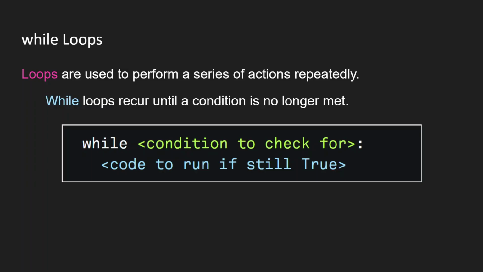Now we'll begin talking about loops. So first we're going to look at while loops. Loops are used to perform a series of actions repeatedly. And while loops recur until a condition is no longer met. So you can see in green, that's the condition that we're checking for, and then the blue is the code to run if still true. So it's basically like an if statement that runs repeatedly until it returns false.